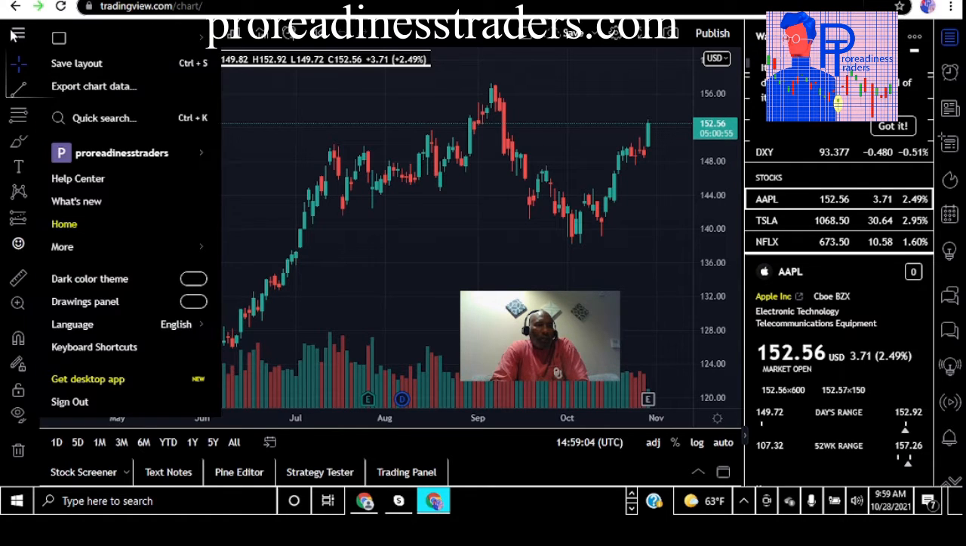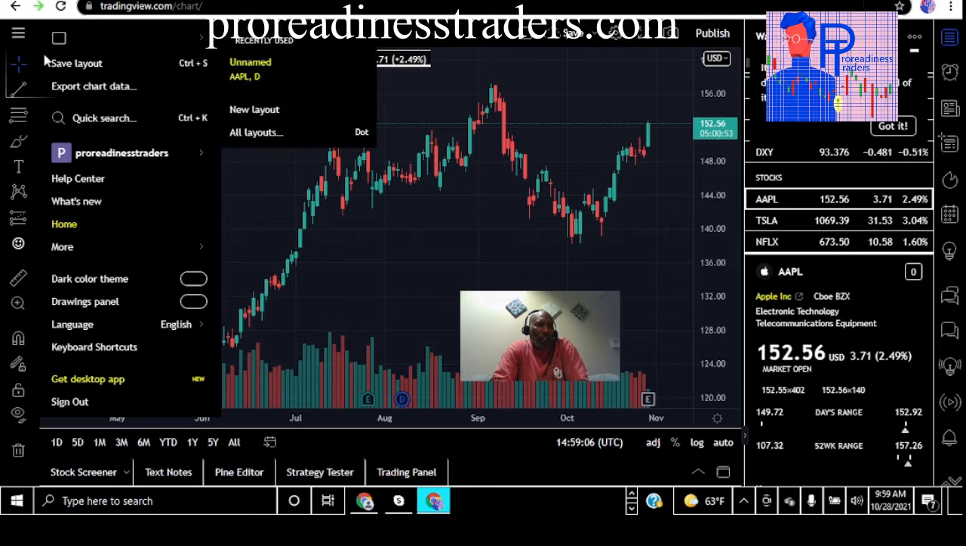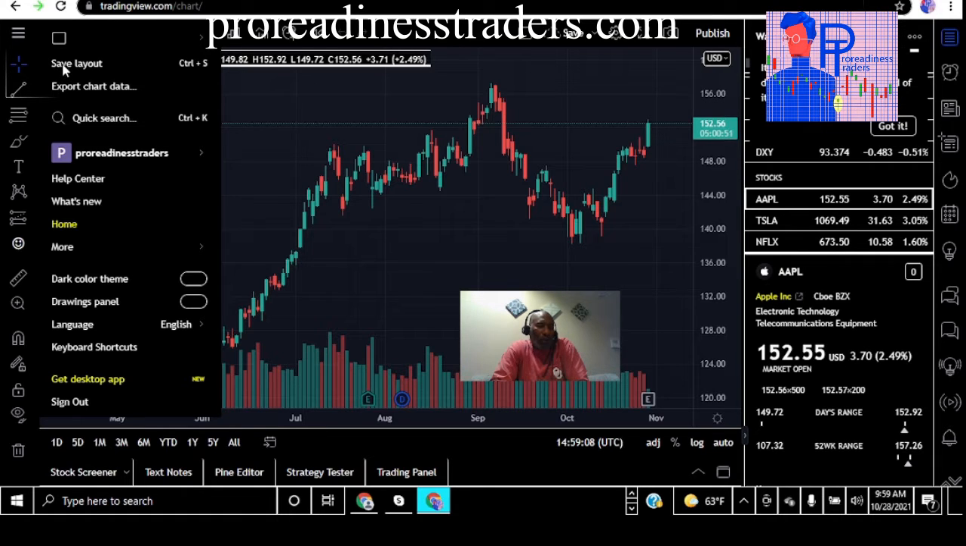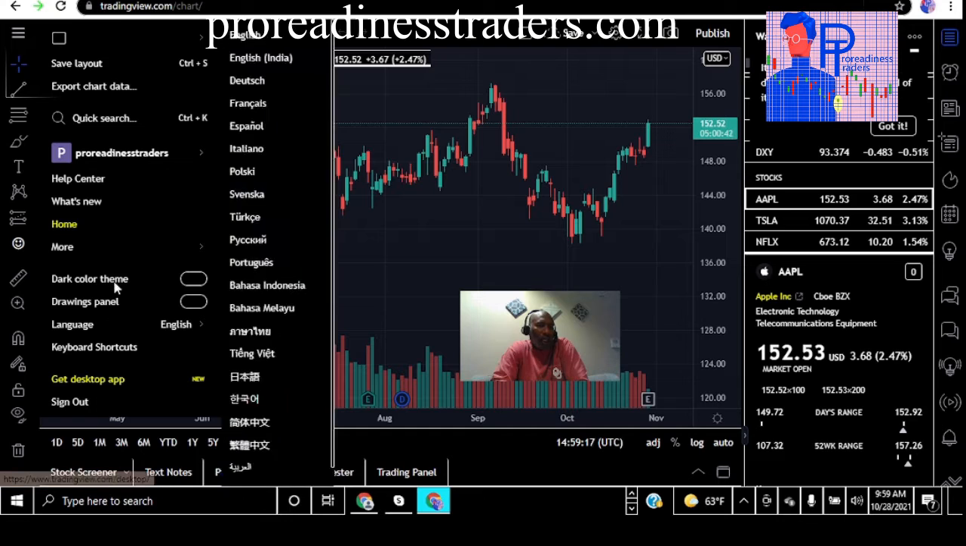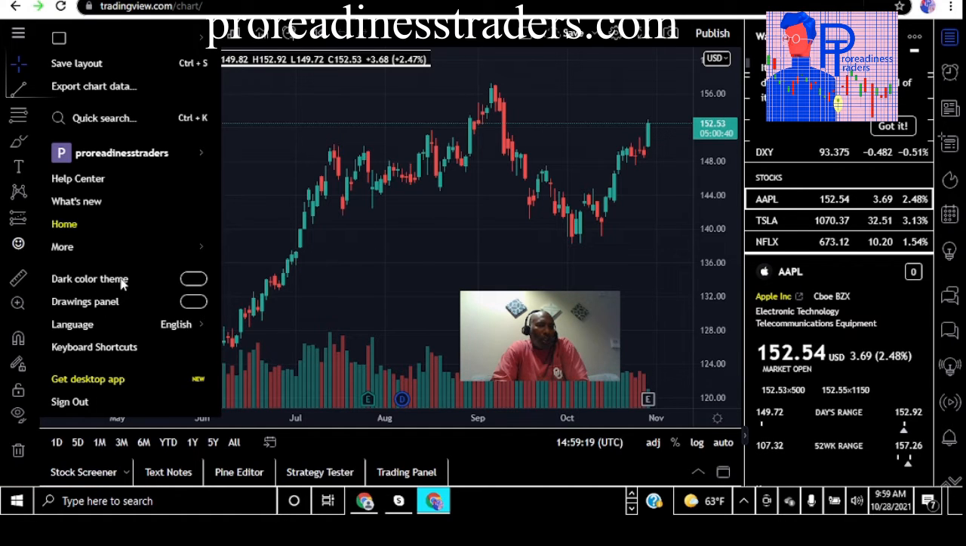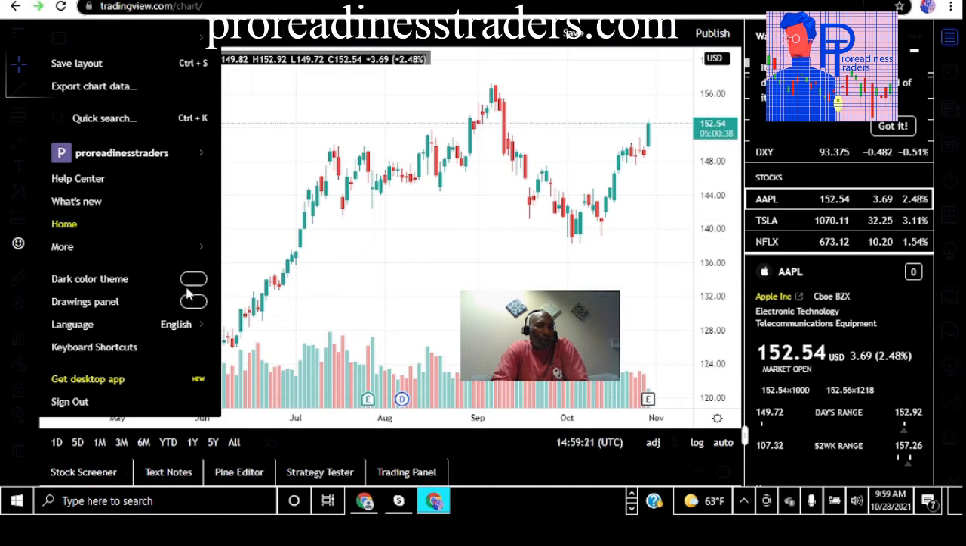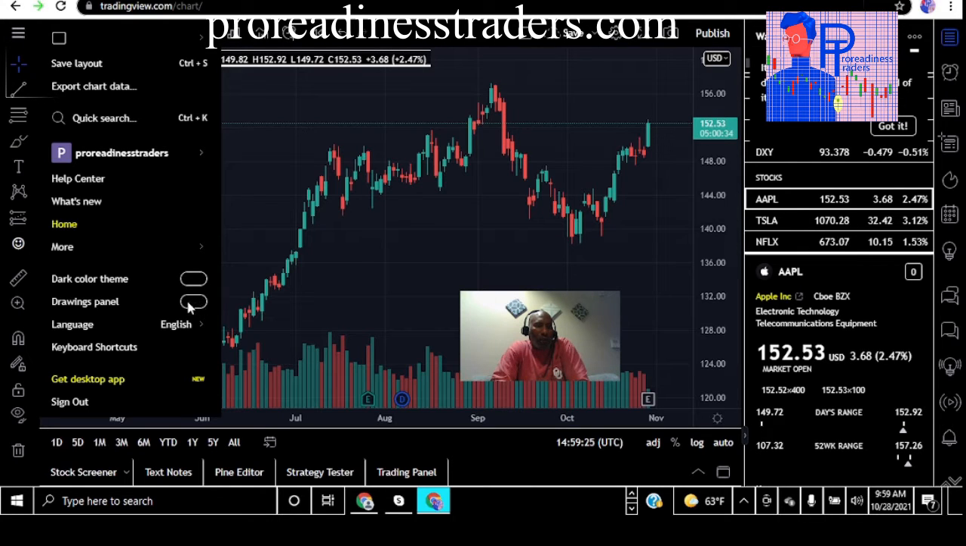Up here at the top is a file area. It's where you can save your layout for what you're doing. That's good to have. We also have different searches, different languages, and things like that. But color theme is also what we have. We can take this color theme and give it a bright color, or we can give it a darker color.